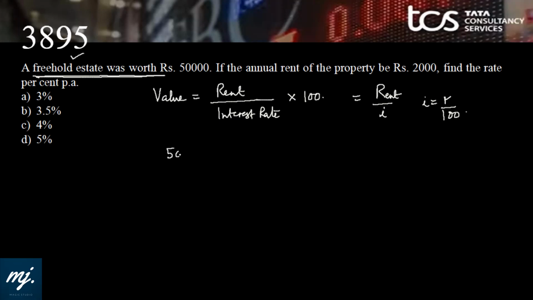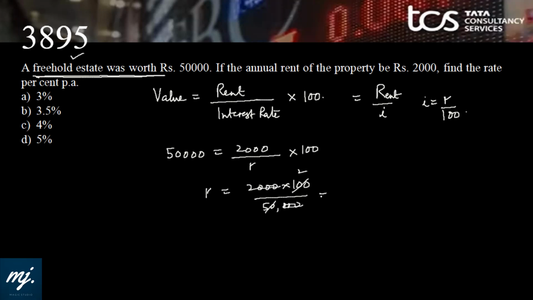That means its value is 50,000. If the annual rent on the property is 2,000, find the rate percent per annum. So let the rate percent per annum be R. R equals 2,000 into 100 divided by 50,000. 3 gone. This becomes 2. That is 4% per annum. Option C fits in.